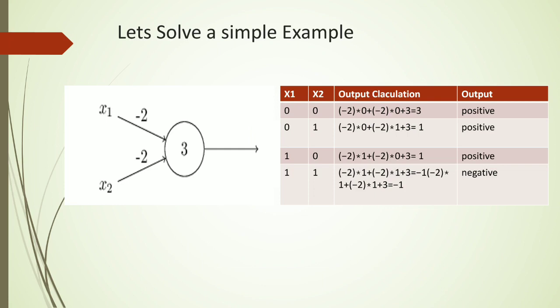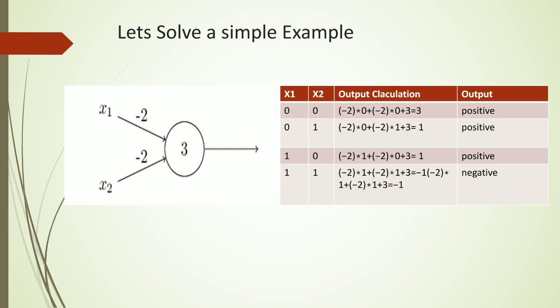But in the last case, we are having 1 and 1, that is minus 2 plus minus 2 into 1 plus 3, which is equal to minus 1. That means the output is negative. So now we can say, if my inputs are 0, 0, 0, 1 or 1, 0, in all the three cases, my output is positive.